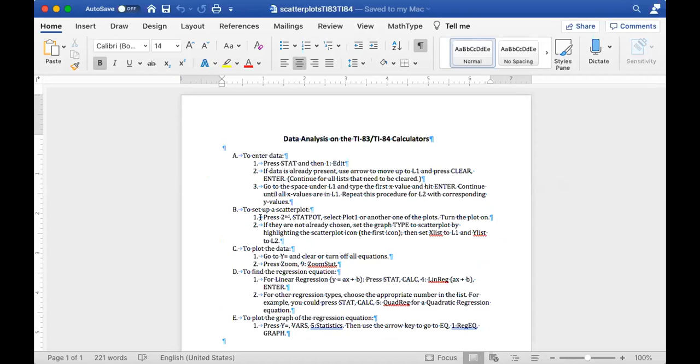So if you wanted to just plot the points, you're going to go into stat plot so that you can see the points plotted. And I usually use plot 1 and then turn it on. So I'll show you that on the calculator next. And then we're going to choose the type by highlighting the icon, the first icon. And then we're going to plot the data and find the equation. So let's stop that share.